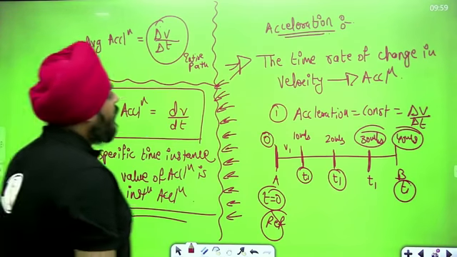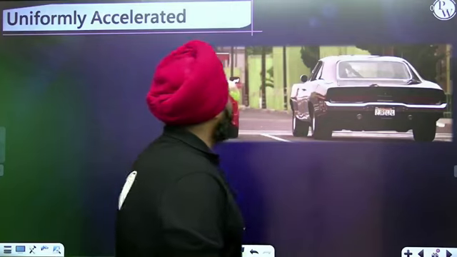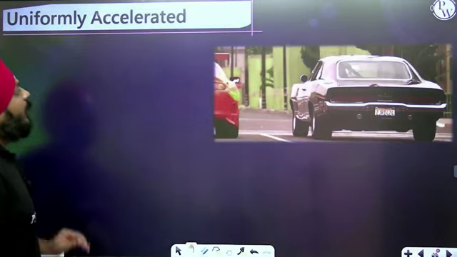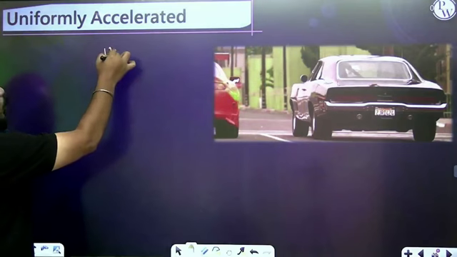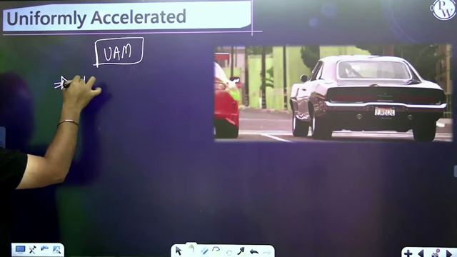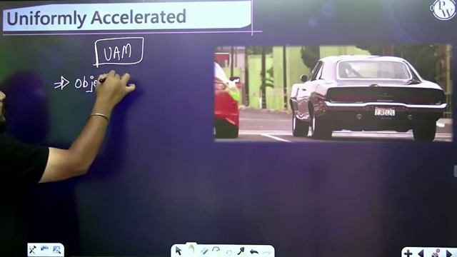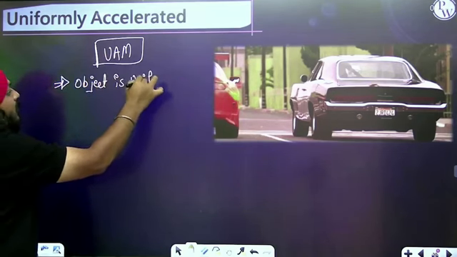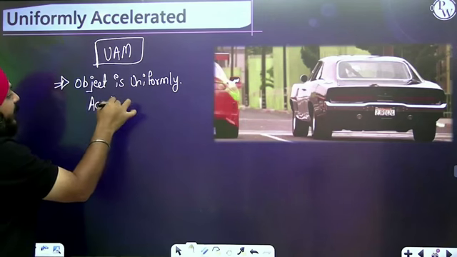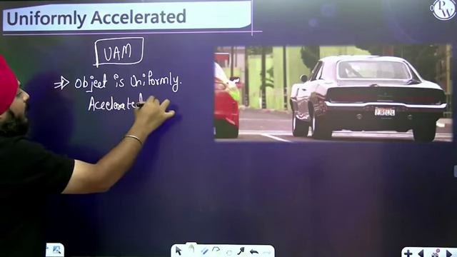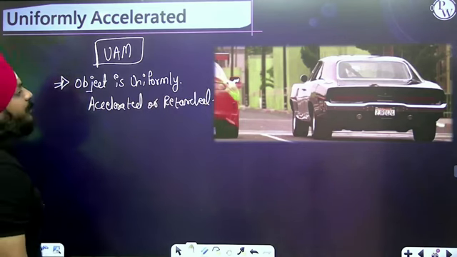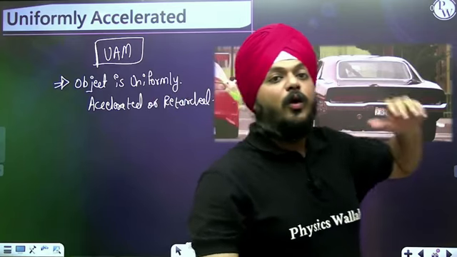This was a simple definition of acceleration. Now comes the concept of uniformly accelerated motion. The word itself states that the object is uniformly accelerated, or retarded.